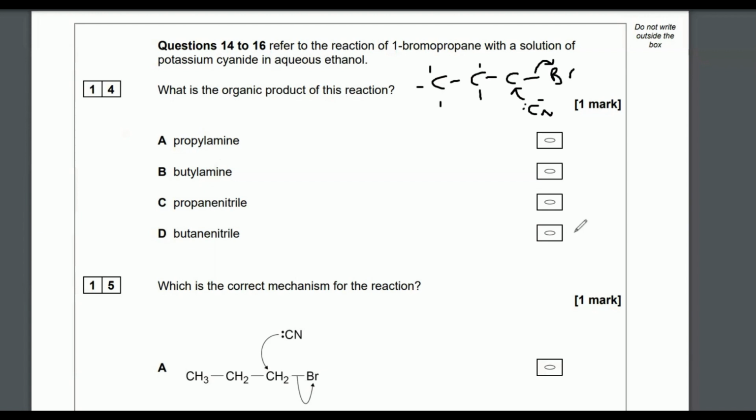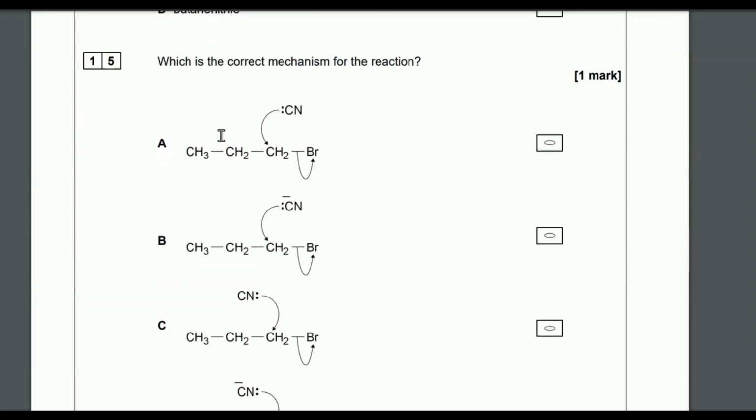It's going to have 4 carbons, so it has to be B or D, right? So maybe it's butane nitrile, or is it butyl amine? Well, it can't be butyl amine because that would have NH2. Nitrile is what we call the CN. So D is the correct answer.